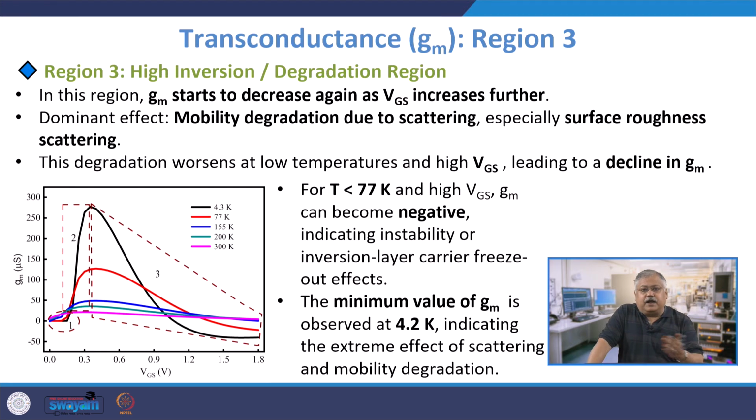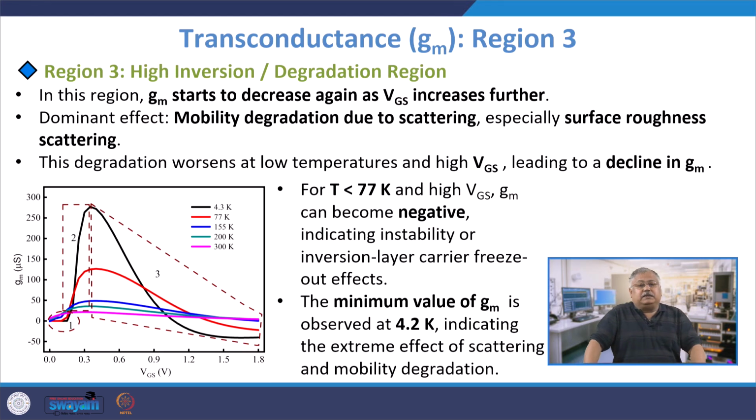So, the rate of change of current is much higher, that is, the transconductance reduces, right, because the number of charge carriers is anyway very less at very low temperature, and therefore even a small change in the number of carriers participating in scattering increases, the transconductance value goes down. Now, for T less than 77 K, which is the black and the red curve, at high VGS, GM can become negative, indicating instability or inversion layer carrier freeze out effects, right. The GM can also become negative at very high VGS value.